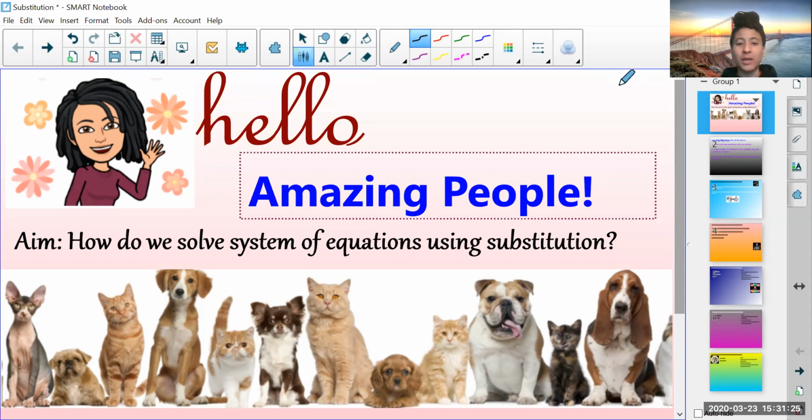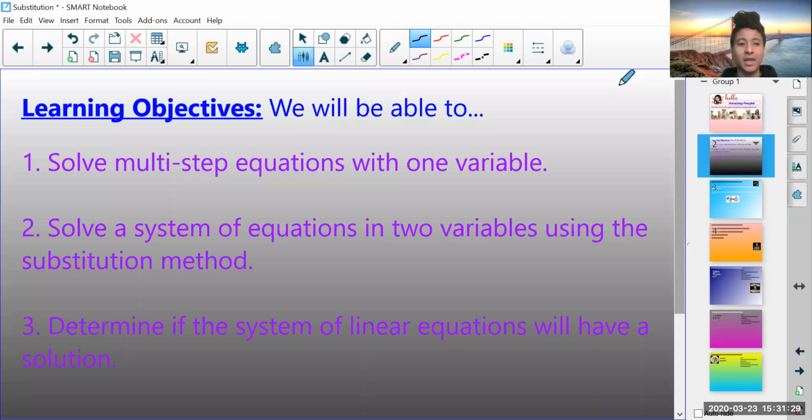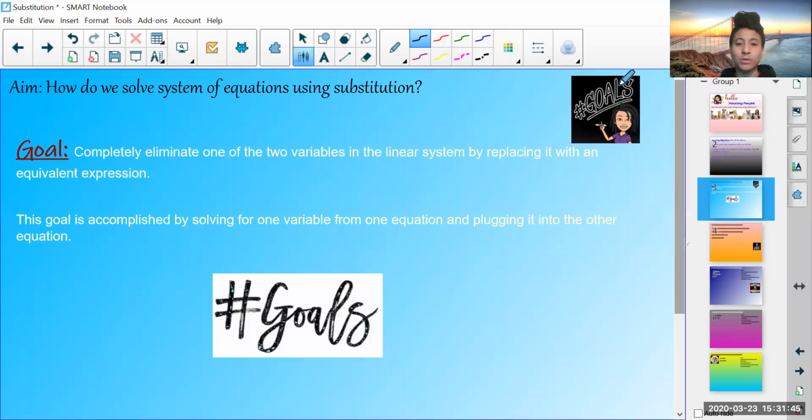Today we're going to be talking about solving equations using substitution. Our objectives are to solve multi-step equations with one variable, solve a system of equations in two variables using the substitution method, and determine if the system of linear equations will have a solution. We got some goals today, y'all.